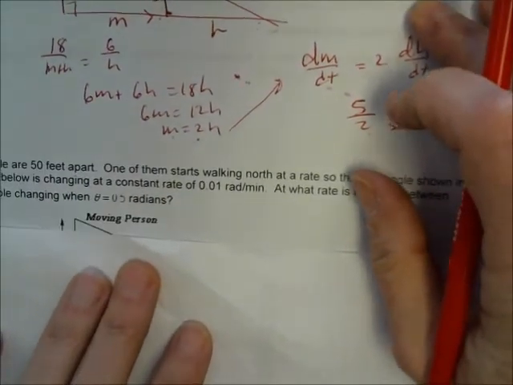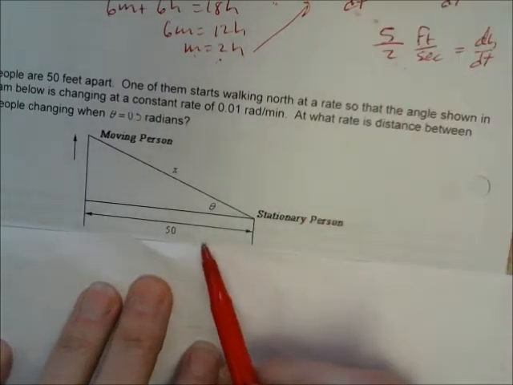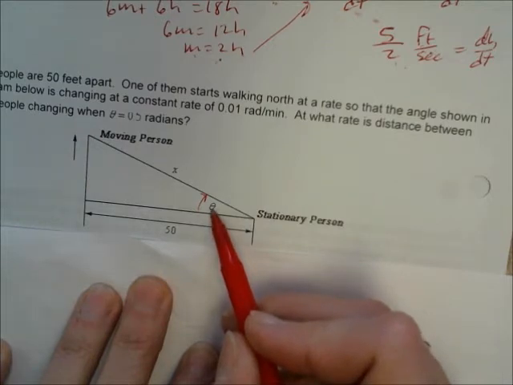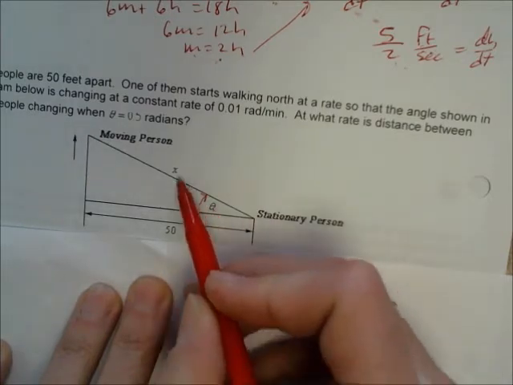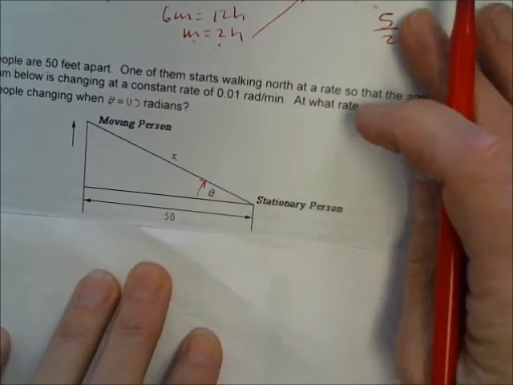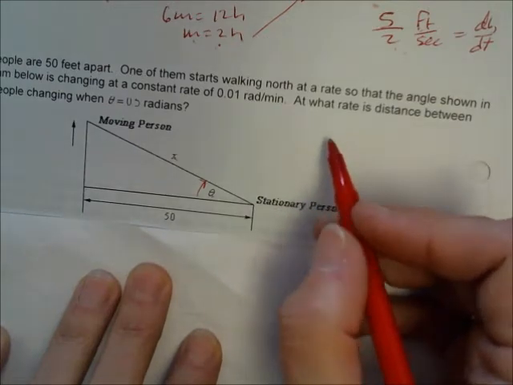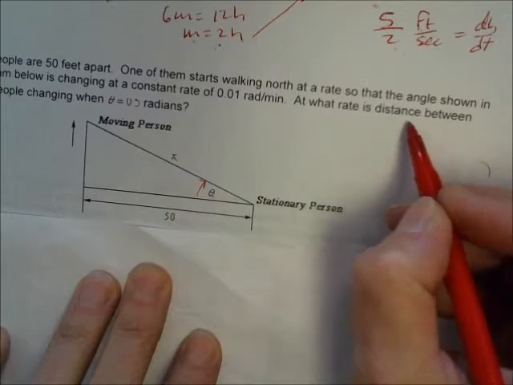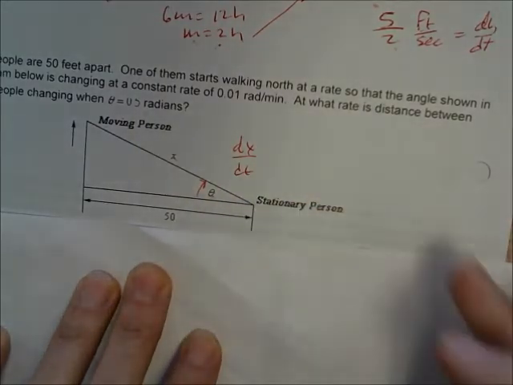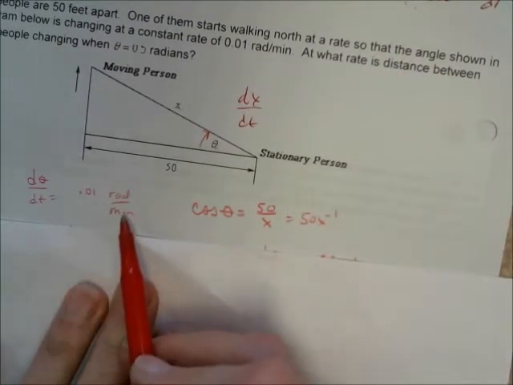The next question. Two people are 50 feet apart, and now this angle theta is changing, so this angle is labeled with a variable. This is changing, and the person is moving in this direction. So x is also changing at a positive rate. So at what rate is the distance between the two changing? What we want is dx/dt. I think we said that in class today. We want dx/dt. We're given d theta/dt is 0.01 radians per minute.